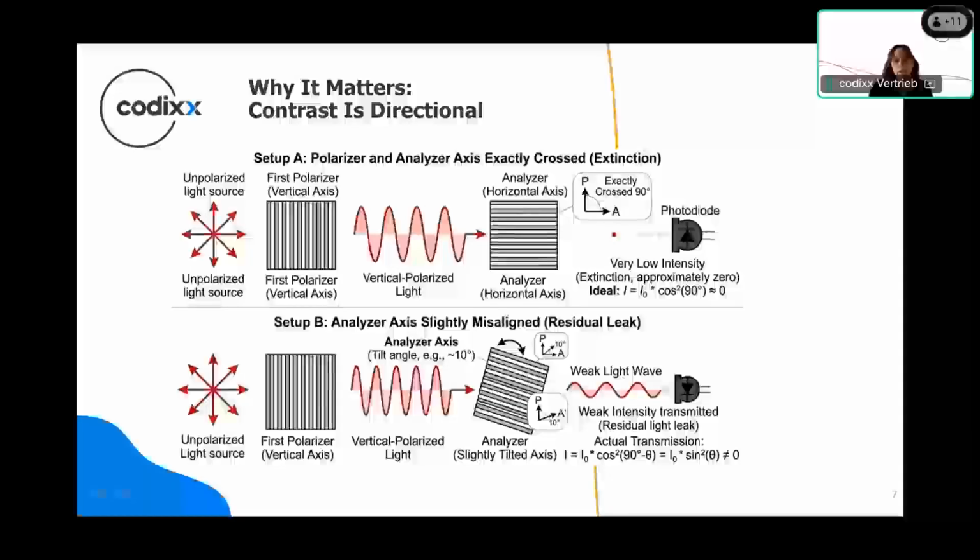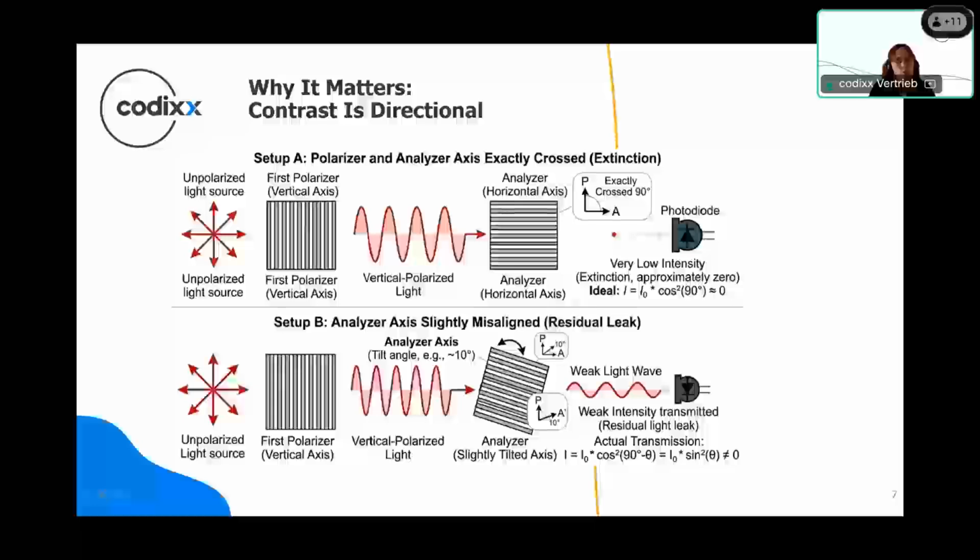So why does it matter? Also, contrast is directional. So you can have a high contrast polarizer with a wrong angle, and you still get a reduced system performance, versus a high contrast polarizer with a correct angle, which has the usable optical precision.